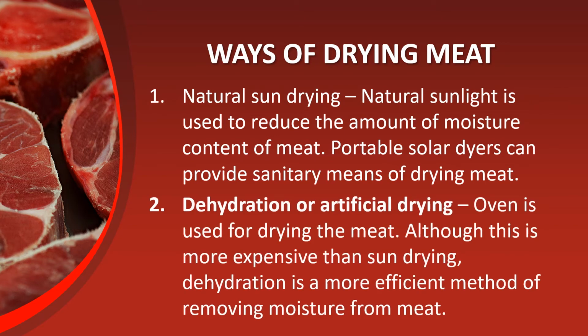The second one is dehydration or artificial drying. Oven is used for drying the meat. Although this is more expensive than sun drying, dehydration is a more efficient method of removing moisture from meat.